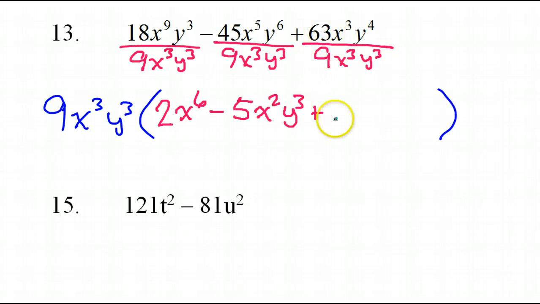9 times 7 is 63, so kabam. These 3 x's will cancel out completely. These 3 y's will cancel out 3 of these y's, leaving just 1 y. So this is the answer. Quickly glance to make sure there are no common factors, and there are none.